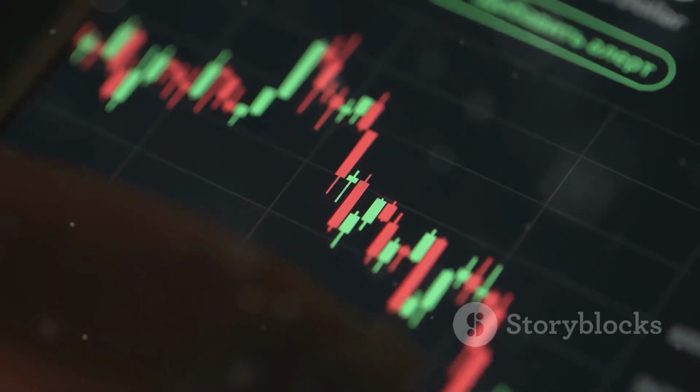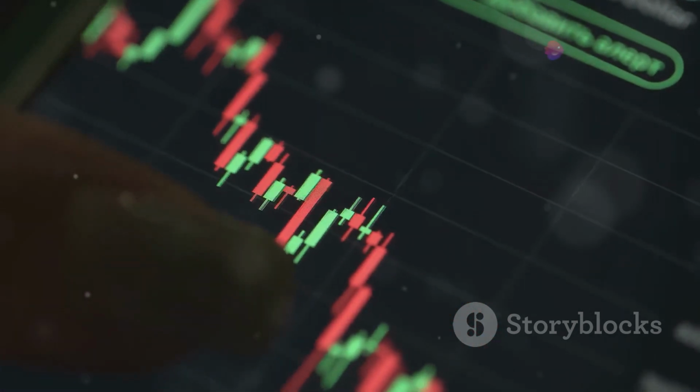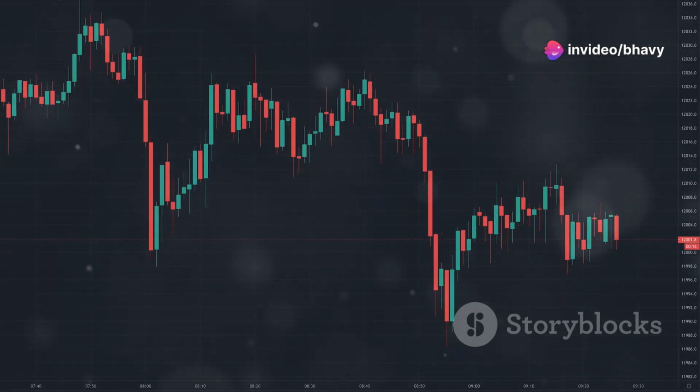It also forms after a downtrend and suggests that buyers attempted to push prices higher, but sellers pushed prices back down. However, the long upper shadow indicates potential buying pressure that could lead to a reversal.